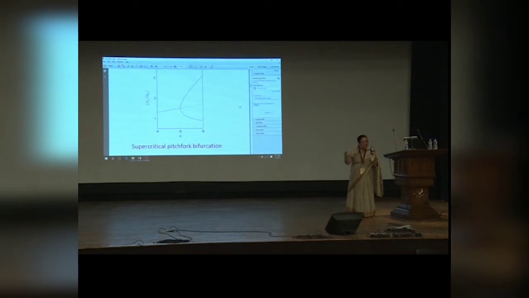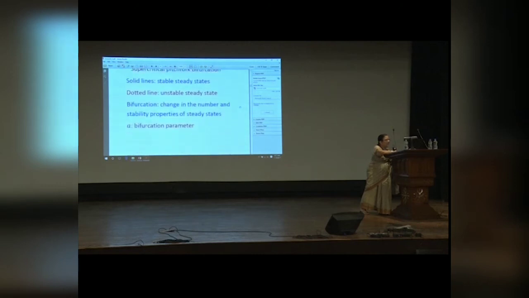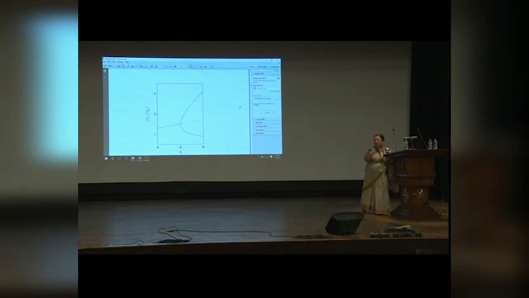As soon as the parameter goes beyond AC, a pair of new stable steady states appear in the system, and the original stable steady state becomes unstable. This dotted line represents an unstable solution. So bifurcation involves a change in the number and stability properties of steady states. Before the bifurcation there is one stable steady state, after that two stable steady states. Before the bifurcation point this was stable; after the bifurcation point this became unstable. So there is a change in the dynamical regime in the system.